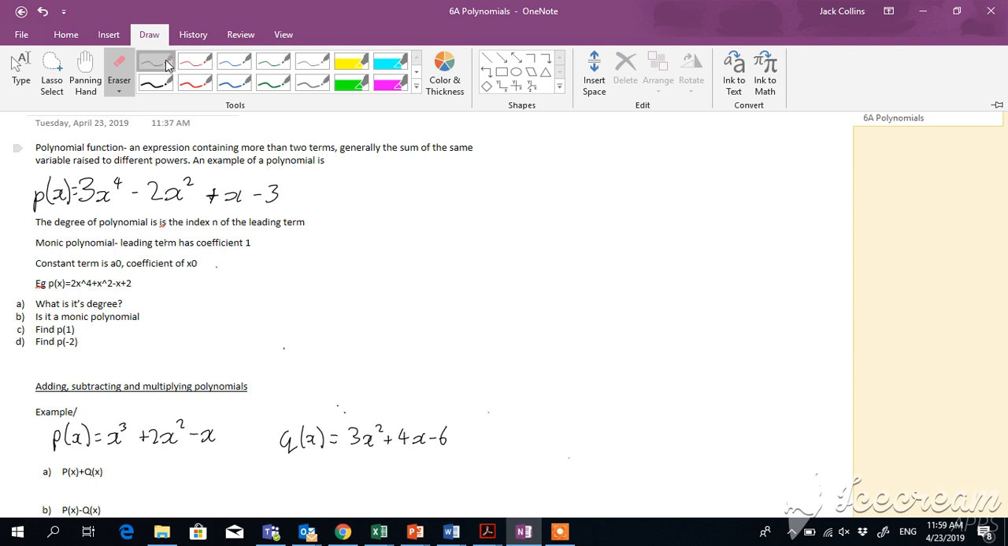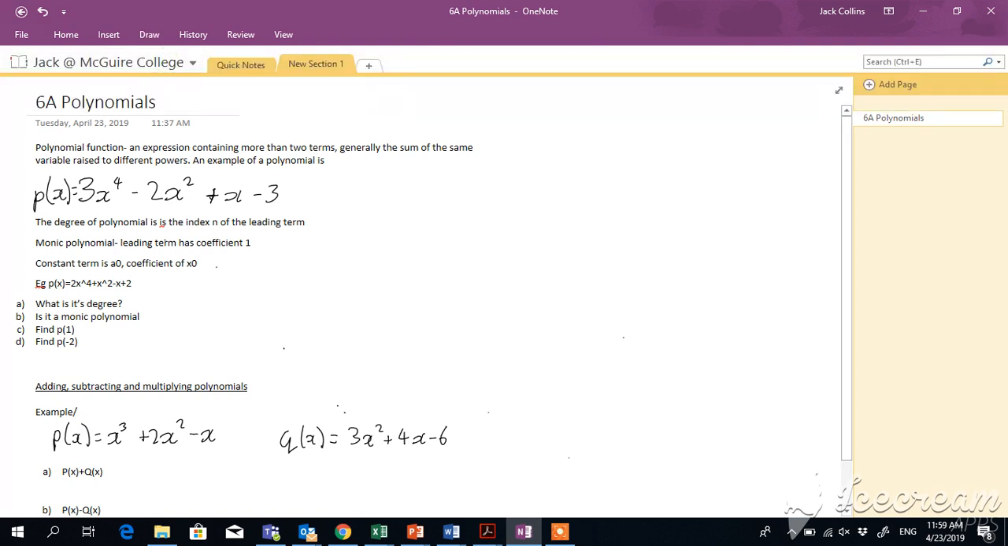Hi guys, so we're just starting a new topic today looking at polynomials. A polynomial is basically just an expression that contains more than two terms, and it's generally the sum, or adding together, of the same variable raised to different powers. For example here, we've got p of x, or function of x, that's all p of x means. p of x is 3x raised to the power of 4 minus 2x squared plus x minus 3.